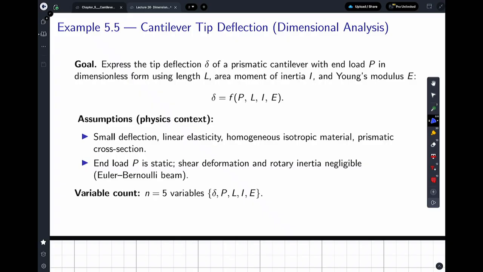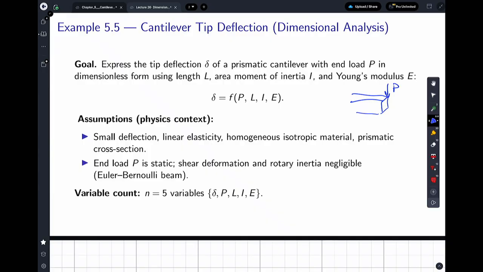Okay, I got a question about this, and I kind of skipped it in lecture 24, and I thought it was kind of a neat problem. Express the tip deflection delta of a prismatic cantilever with end load P, so it's just something like this, where we put a P on there, in dimensionless form using length L, area moment of inertia I, and Young's modulus E.